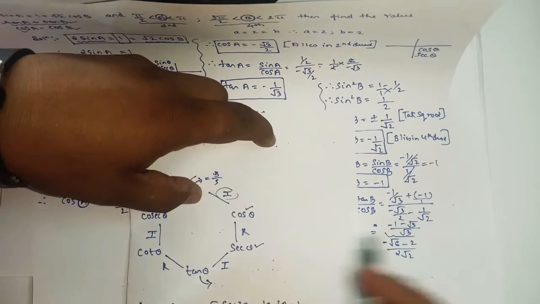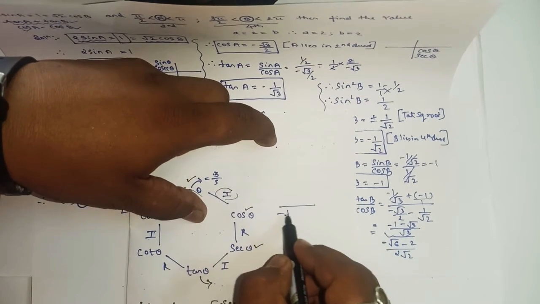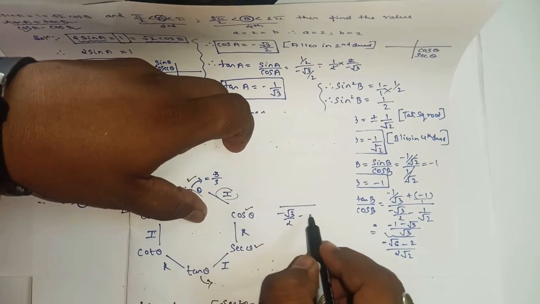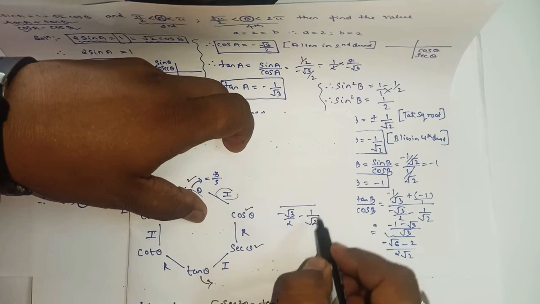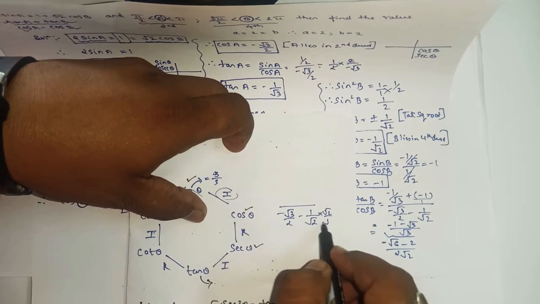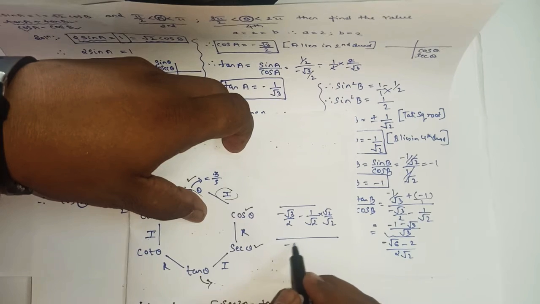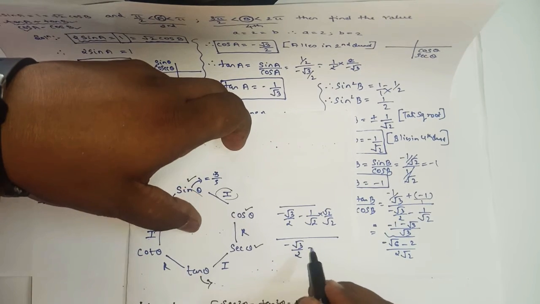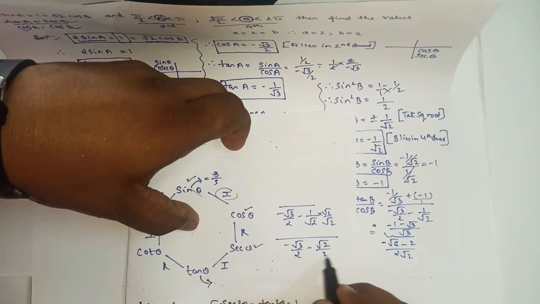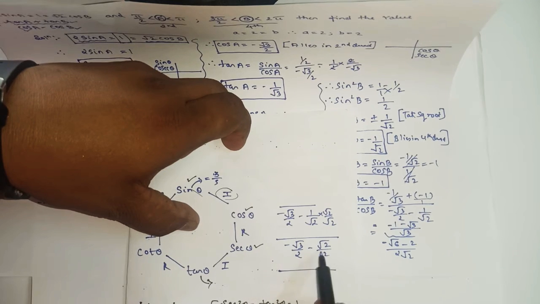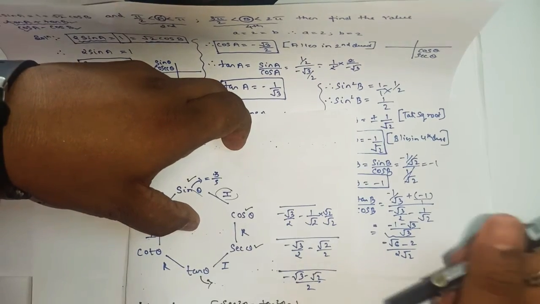For this part, minus root 3 upon 2 minus 1 upon root 2, they did the rationalization for the denominator. In the next step you will get root 2 upon 2. Okay, so here clearly we can see that the denominator is the same. So here you will get root 3 minus root 2. So that is the change in the backside answer.